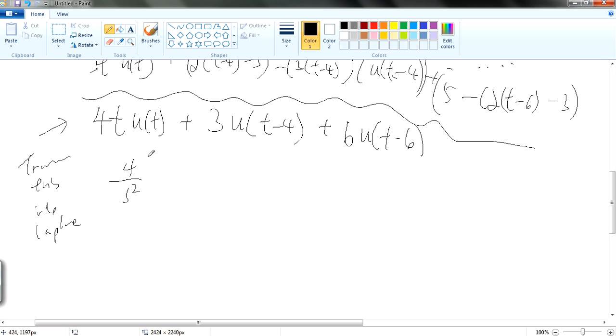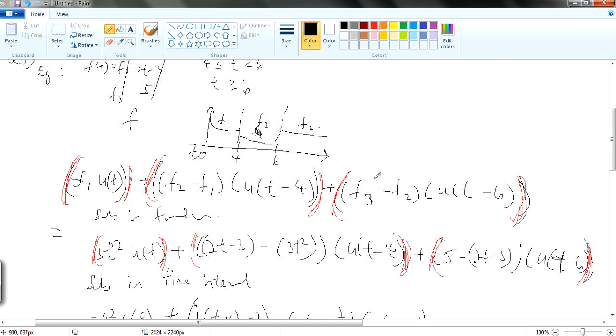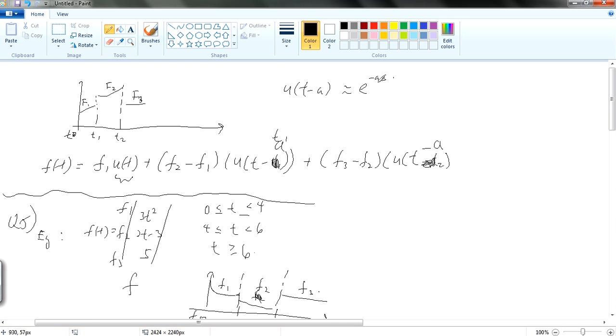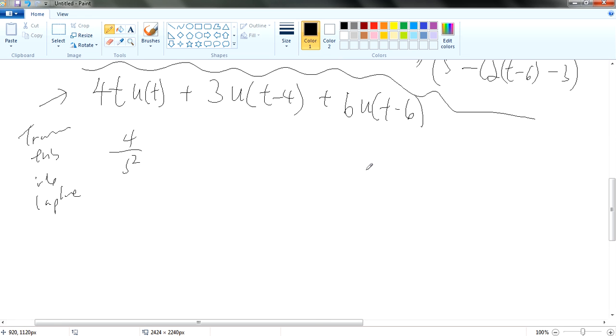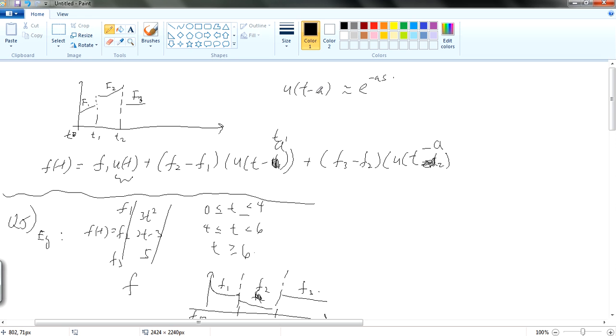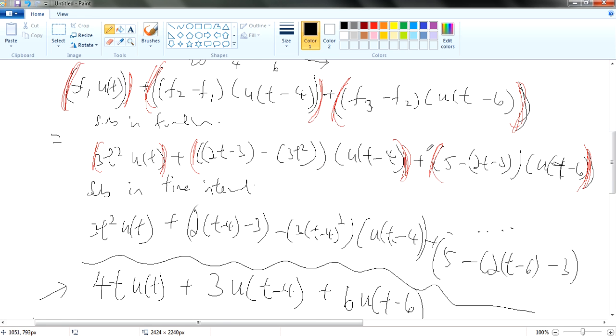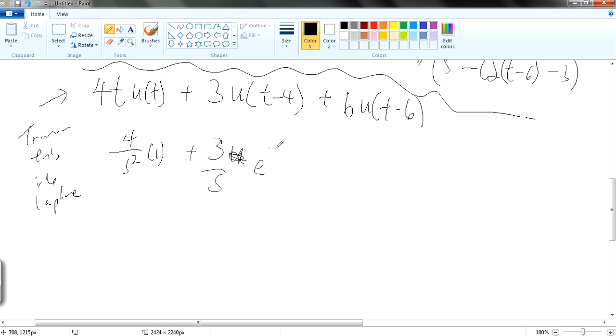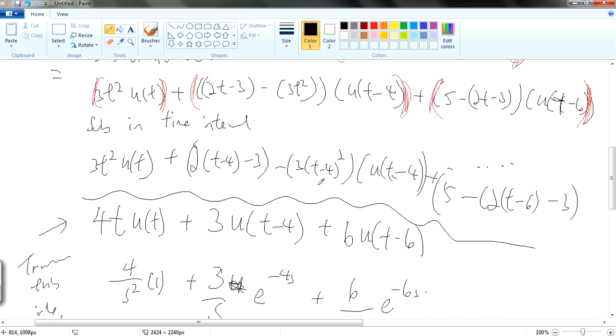So this will become 4 over s squared. And u(t minus a) becomes e to the minus as, right? But since there is no a, e to the minus 0s is just equal to 1. This is what I mentioned in the very early video. Then the t term becomes 3 over s, and u(t minus 4) gives e to the minus 4s, and then plus 6 over s, e to the minus 6s. So this is the whole general concept.